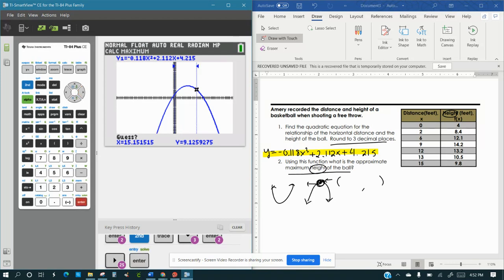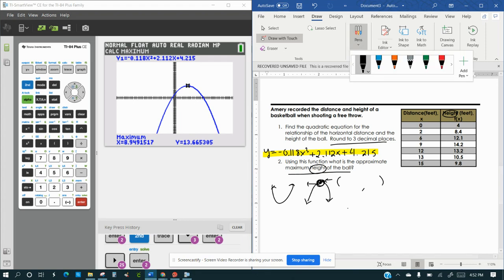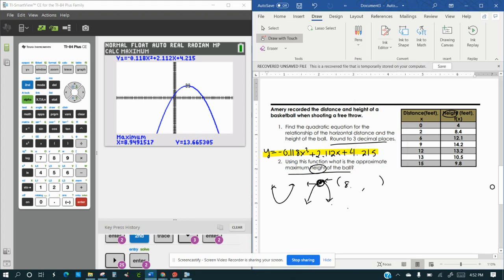Then it asks, do you want to guess? Yes, I do. It's saying that the maximum is at about 8.9, 13.67. So to answer this question, what is the maximum height of the ball? Well, we said height was the y value, so I want this 13.67. So the answer is the max height is 13.67 feet.